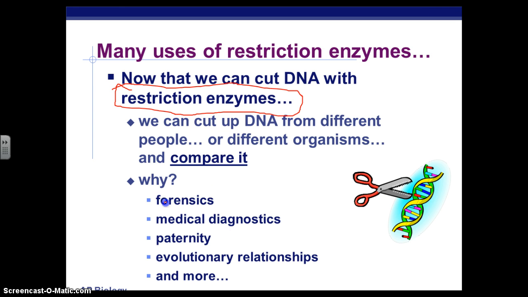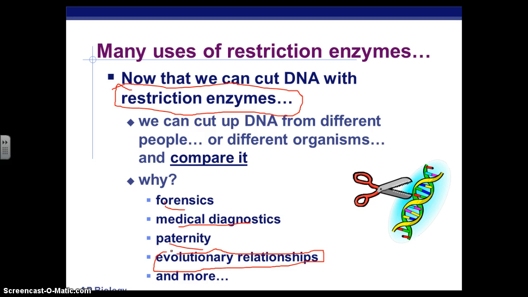This is used in forensics. It's used to diagnose disease. It's used to determine paternity, and we're not going to talk about this in this lesson. We'll talk about this when we get to evolution. It's also used to investigate evolutionary relationships between organisms. But first we're going to talk about how gel electrophoresis works.